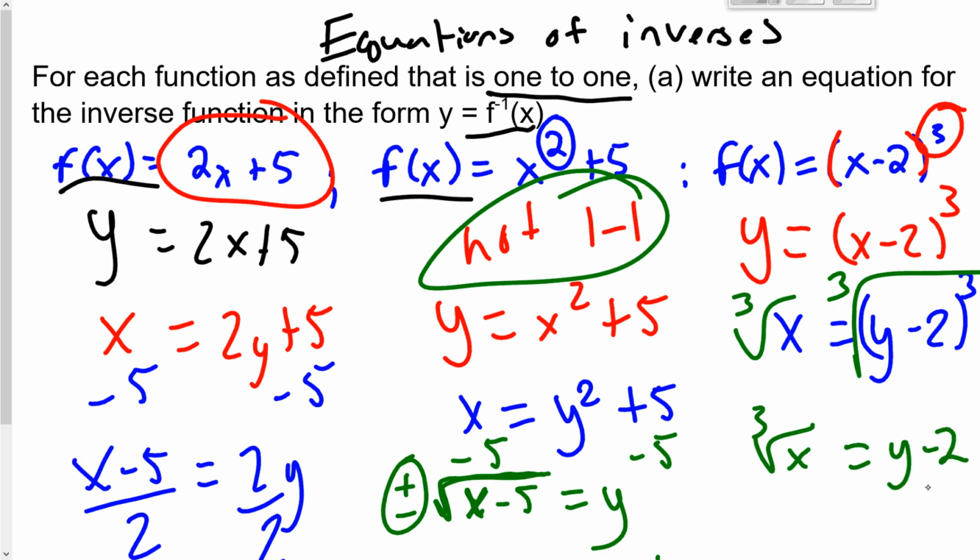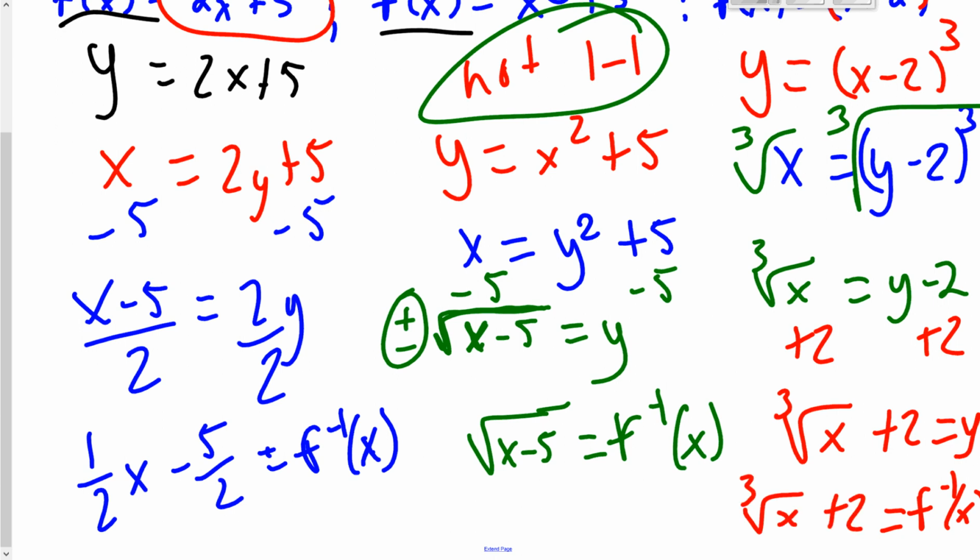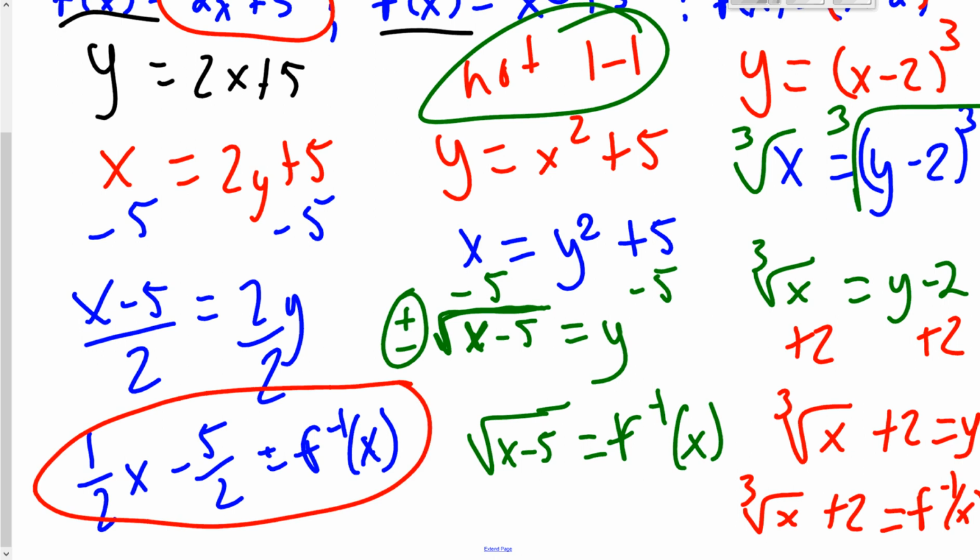We go ahead and add 2 to both sides. We're not going to add that 2 on the inside of the root, it's on the outside, so it's the cube root of x, and then add 2 equals y. Switch that to f inverse of x, cube root of x plus 2. So there's our inverse function. So these are technically inverse functions, and this is not an inverse function because that is a square root, so it's not a function. Okay.